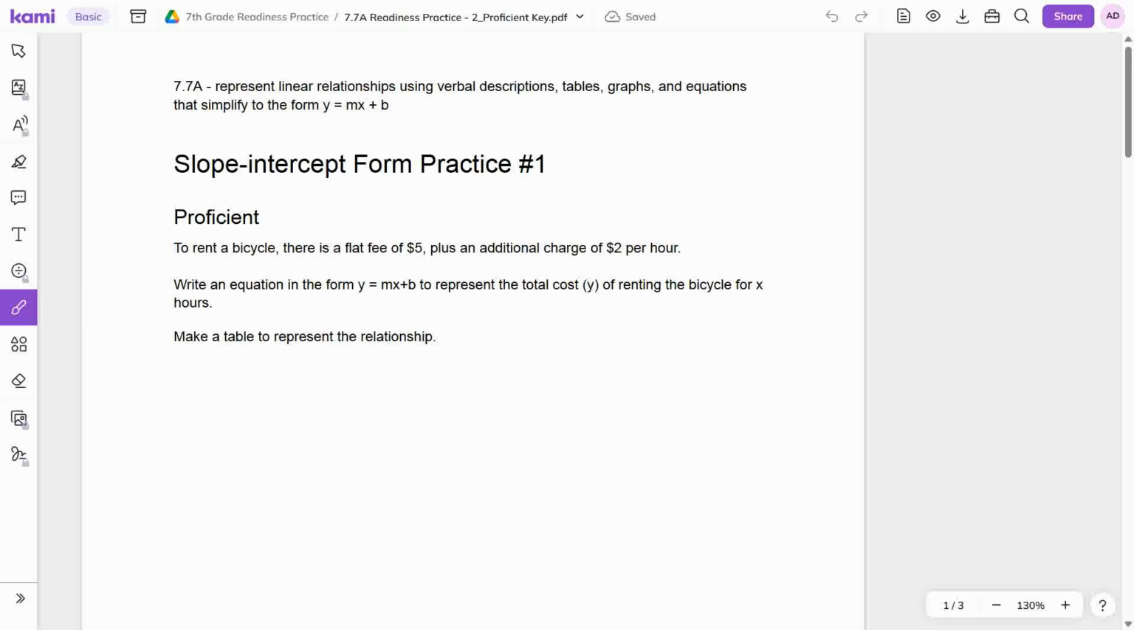Hello, and welcome to 5-Minute Math. Today we are looking at the 7th grade concept of slope-intercept form. This is 7.7a Readiness Practice, the Proficient version.